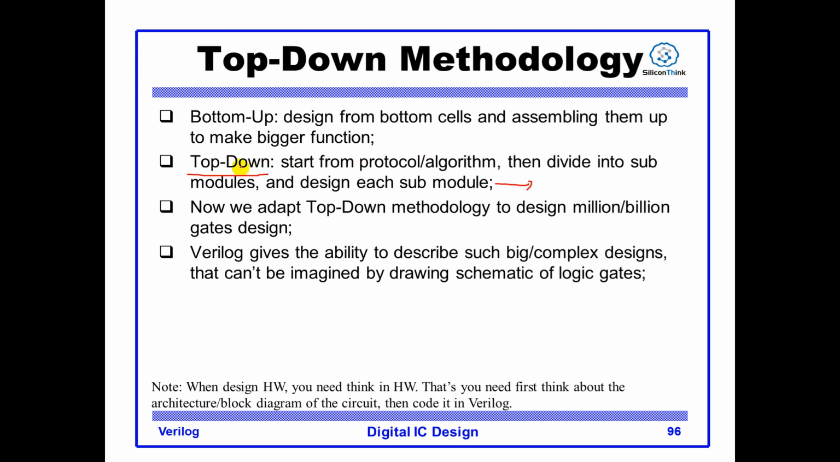So, for the top-down methodology, you first have a view of the whole design. Then you divide the big design into many sub-blocks that you can handle, design the sub-blocks, then assemble them up. But for bottom-up, when you begin, you don't have the whole view of the design. This is the difference. So for complex designs, we usually adopt the top-down methodology.